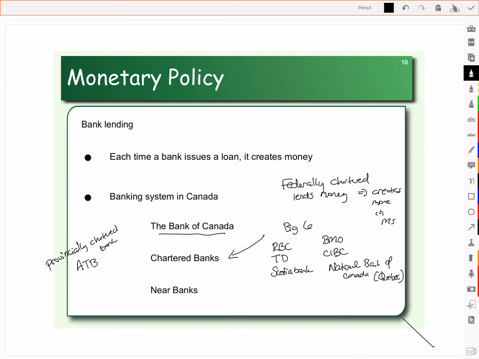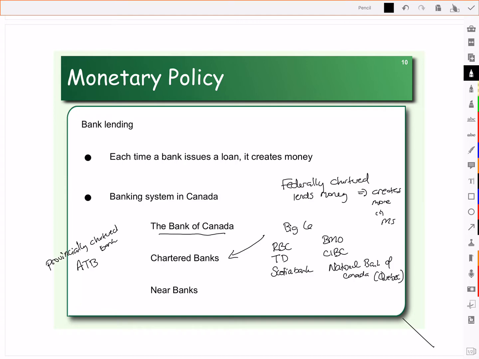And when we talk about FDIC, okay, we're talking about the federal insurance for banks like Royal Bank and BMO. If ATB runs out of money, then to guarantee the money that's in your accounts with ATB, that's insured at the provincial level. But ATB is not controlled directly by the Bank of Canada and is therefore, when they lend money, not part of our M1 money supply.